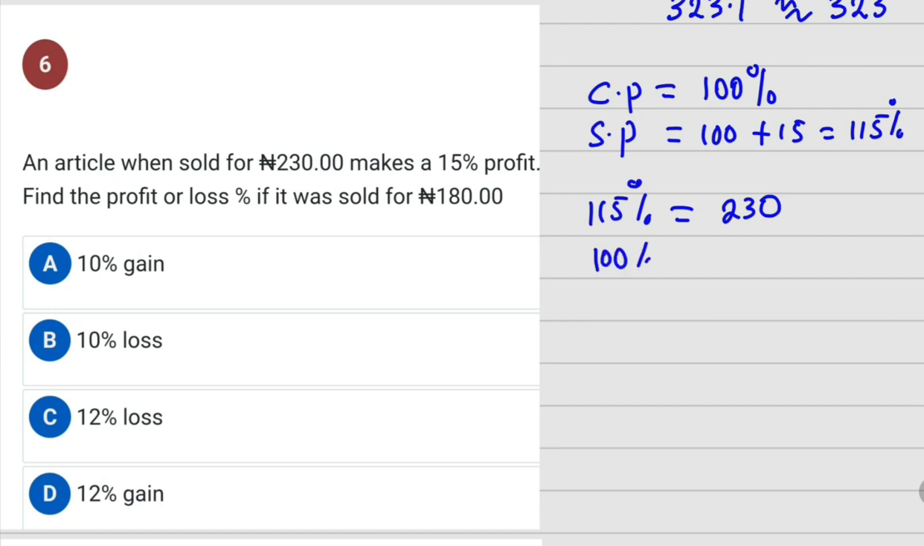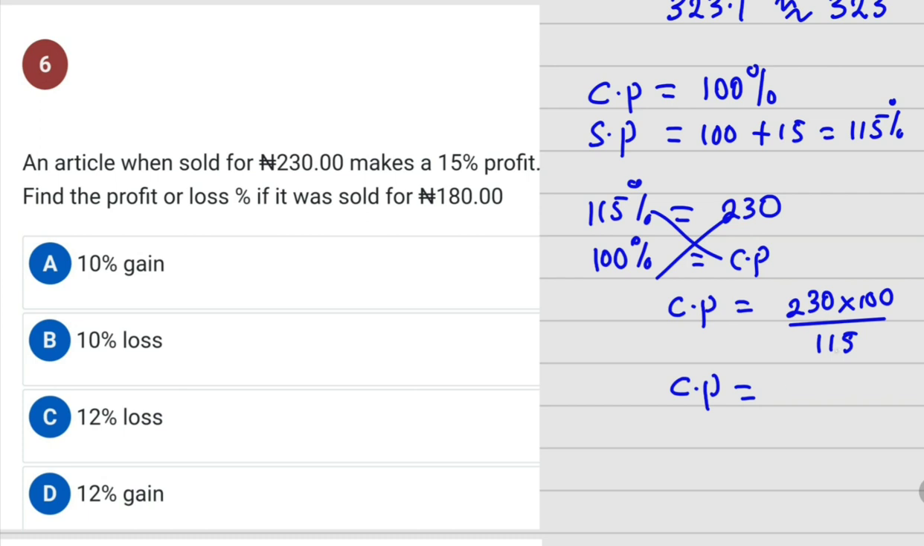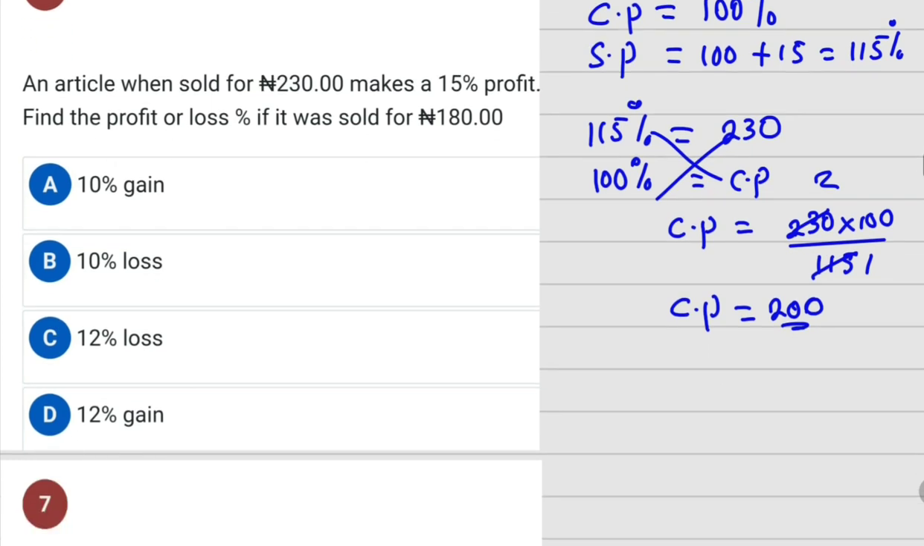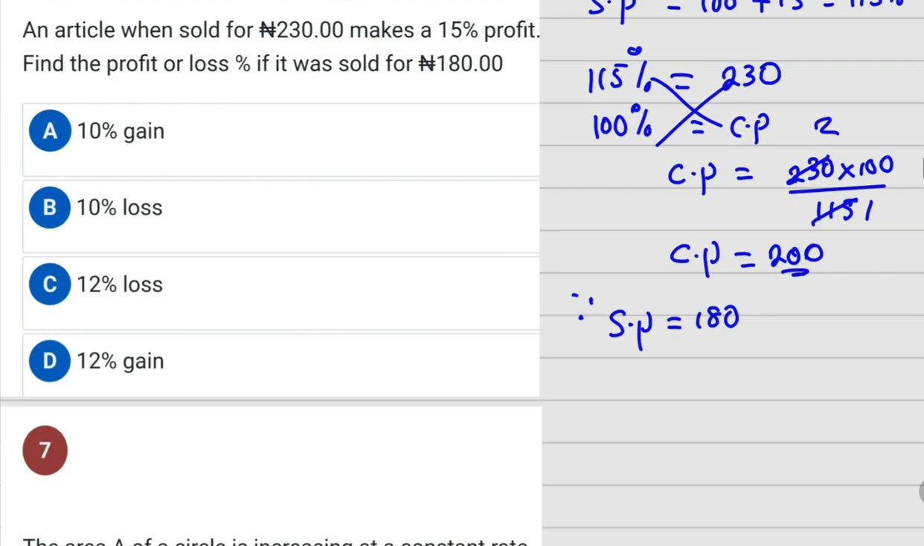Then the 100%, which is the cost price, is equals to, we don't know, let's have it as cost price. You cross multiply, you are going to have your cost price to be equals to 230 times 100 all over 115. Now, if you look at it, our cost price will be 200. That is our cost price. And look at, it was sold for 180. So it therefore means that this new selling price of 180 is actually signifying loss.